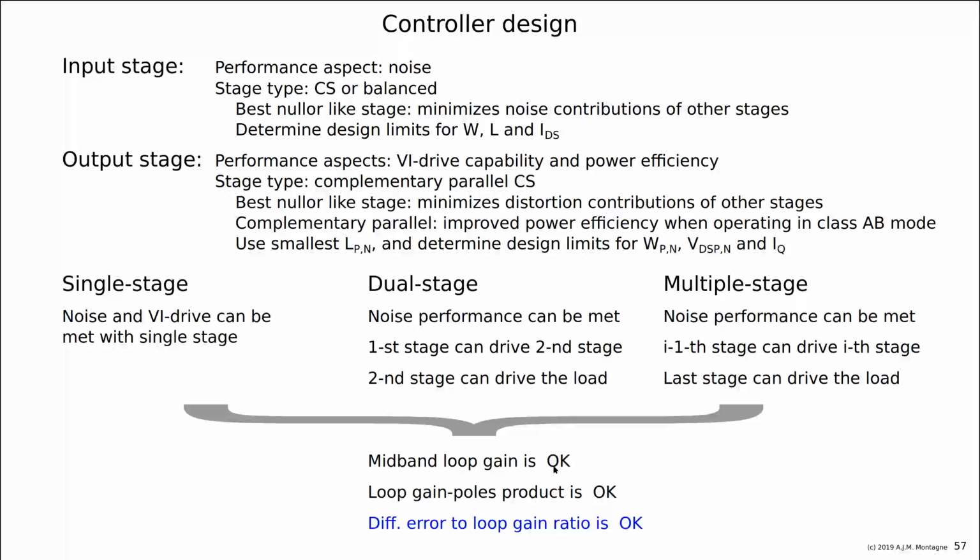The first stands for accuracy, the midband loop gain. The second stands for the bandwidth of the amplifier, and the third stands for the weak nonlinearity of the amplifier. So if you make a single stage solution, noise is okay, drive capability is okay, but one of those other three aspects is not, you have to go to dual stage. If with a dual stage, noise is okay, the first one can drive the next one and the second stage can drive the load, but still it's not accurate enough, the bandwidth is not good enough and the distortion is too high, you have to go to multiple stages. And this goes on and on.